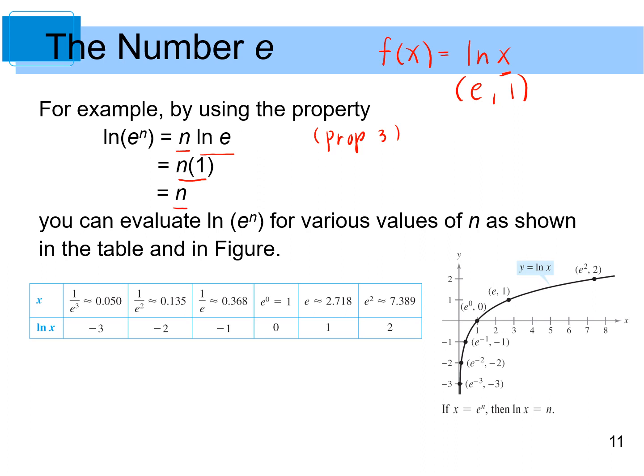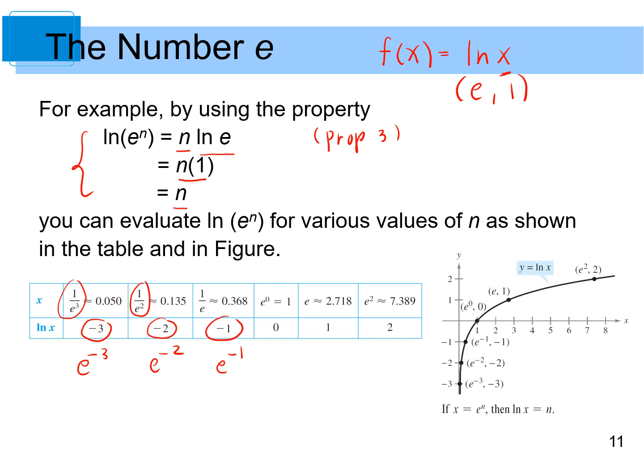So for example, if the value of x is 1 over e raised to 3, then if you take ln of x, the answer is just negative 3. If x is 1 over e squared, this means e is raised to negative 2, so the ln of that value is negative 2. Now, if you take ln of 1 over e, this means e to the negative 1. Using the property that ln of e to the n is just n, the answer is just negative 1.